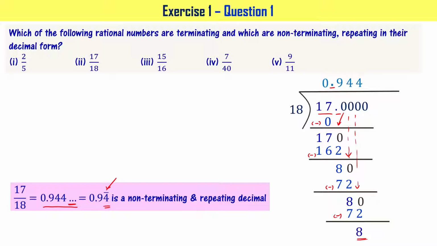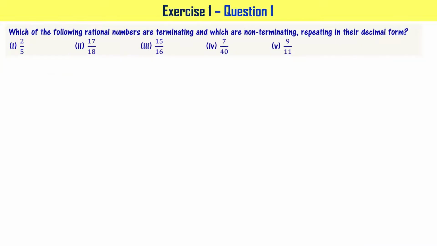Got it? Now we can say that when I have something like 0.94444 and so on, it is a non-terminating decimal, right? At the same time, this number 4 is repeating, right? That's why we say that it is a non-terminating and repeating decimal. Got it? Now let's look at the third part of the problem, that is 15 by 16.